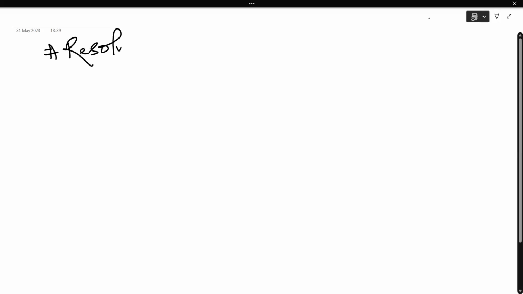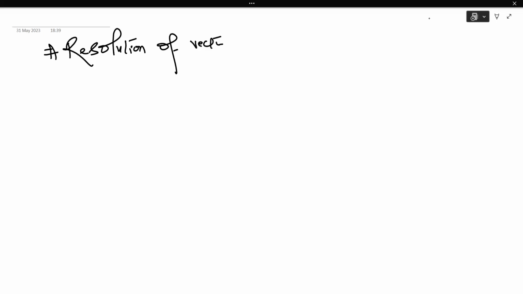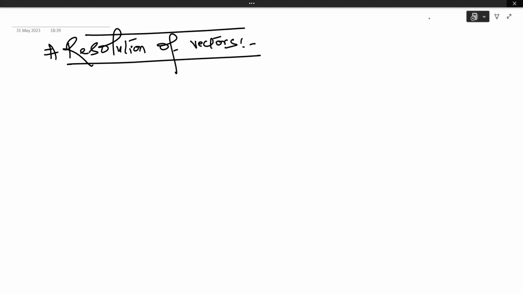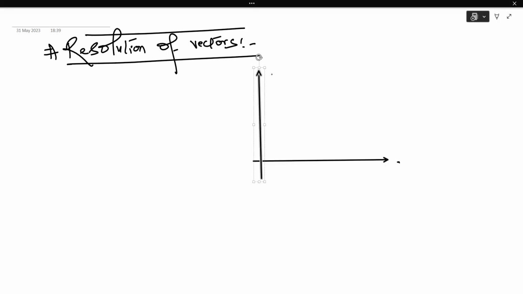Have a quick recap. Okay, so last day we discussed resolution of vectors. In resolution of vectors, if I have a vector lying in 2 dimensions, suppose this is my x axis and this is my y axis, and I have a vector A like this, right?